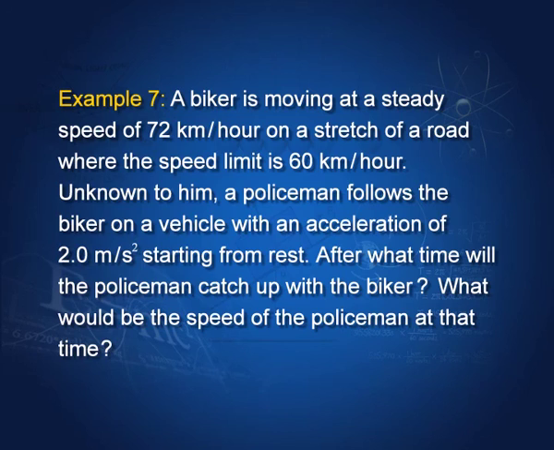Unknown to him, a policeman follows the biker on a vehicle with an acceleration of 2 meters per second square, starting from rest. After what time will the policeman catch up with the biker? What would be the speed of the policeman at that time? Remember, the speed of the biker is constant at 72 kilometers per hour.